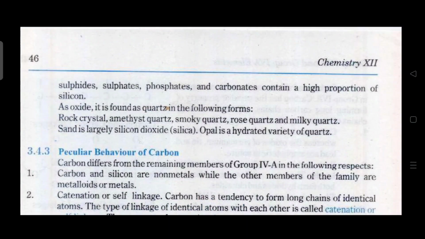This is all about the general introduction of Group 4A elements. Now we will talk about the peculiar behavior of carbon in the next video.